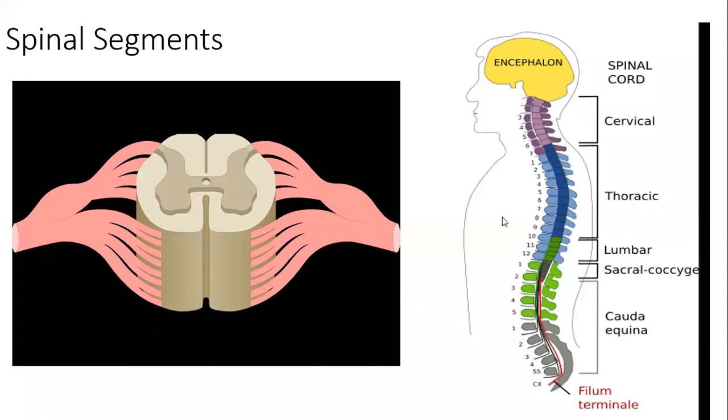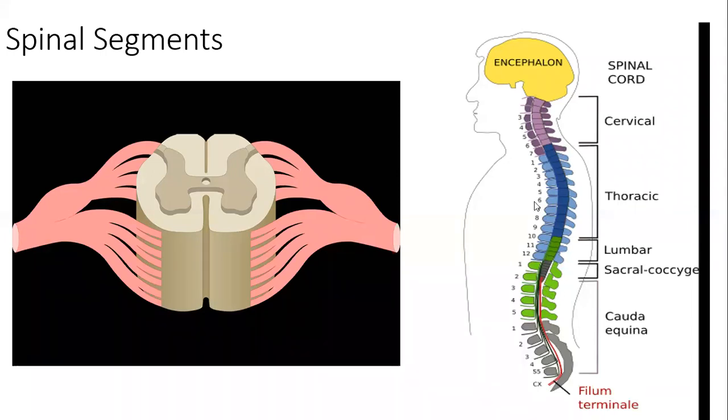So the spinal cord is made up of 31 such segments. In the cervical region, we have 8 segments. In the thorax, we have 12 segments. In the lumbar region, we have 5. And then further down, we have 5 sacral and 1 coccygeal.